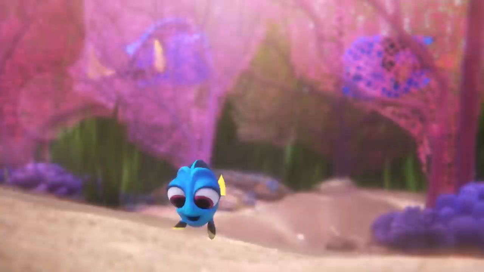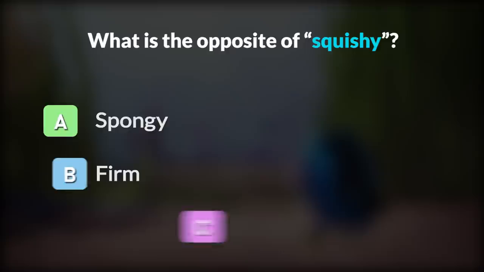What is the opposite of squishy? Spongy? Firm? Solid?